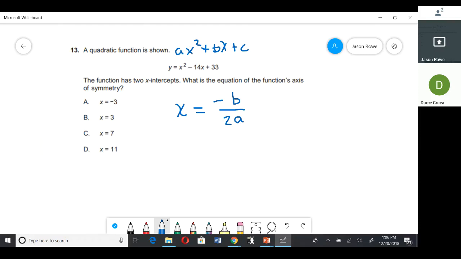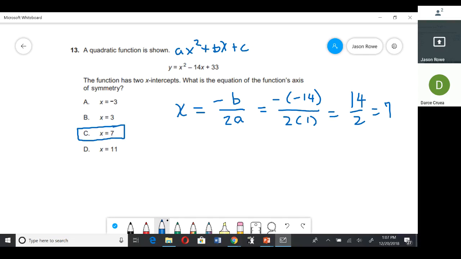So in this case, we get negative negative 14. Don't forget to pay attention to those double negatives, over 2 times 1, which is just going to give us 14 over 2, which is 7. The 7 is our axis. x equals 7 is the axis of symmetry. And this one is estimated as a high difficulty problem. But if you just know that one little thing there, it's a pretty quick problem.